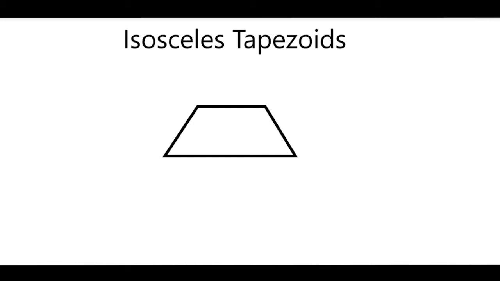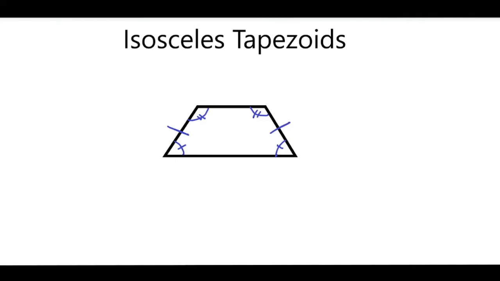Hello again. Today we're talking about isosceles trapezoids. And like isosceles triangles, isosceles trapezoids have two congruent sides. Not only do they have two congruent sides, but their base angles are congruent as well. And what that also means is that these top angles are also congruent.